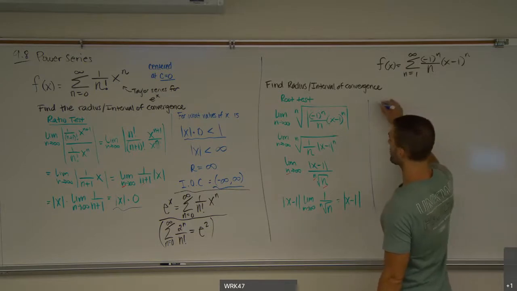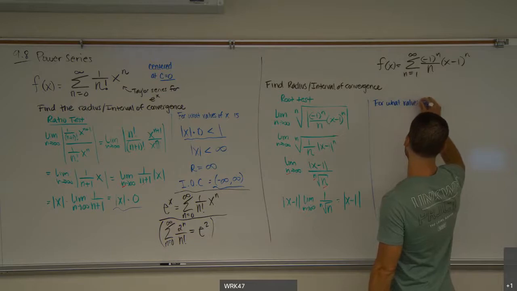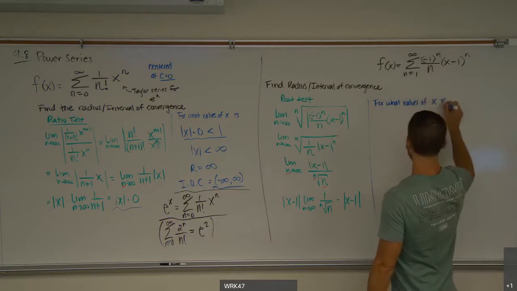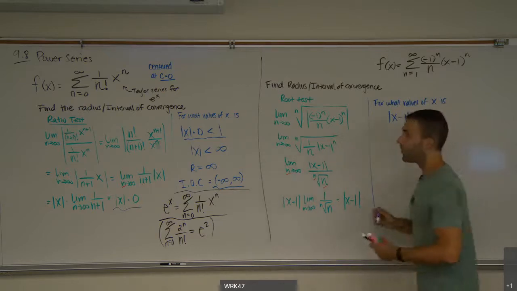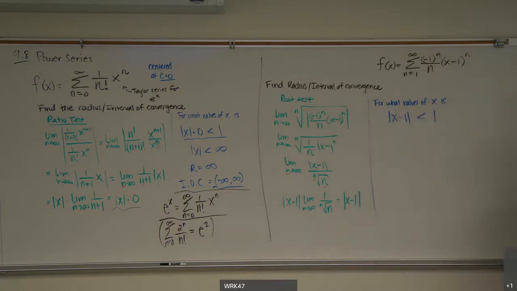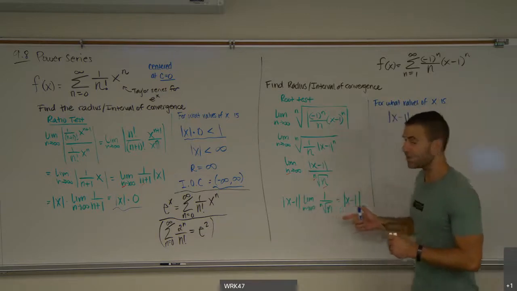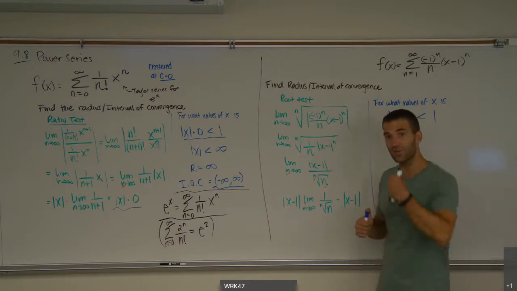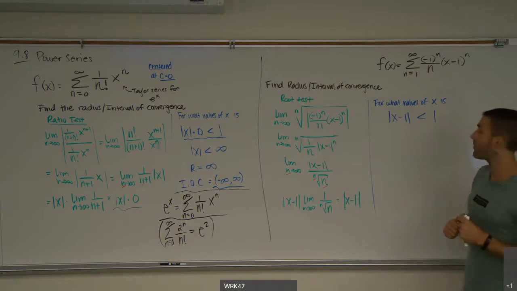Now that we have our answer, for what values of x then is the absolute value of x minus 1 times 1 less than 1? Why less than 1 again? Because that's the ratio test and the root test. Both have the same conditions. We want to know, when is this limit that I just took less than 1? Because if it's less than 1, it converges. If it's greater than 1, it diverges. If it equals 1, we don't know.